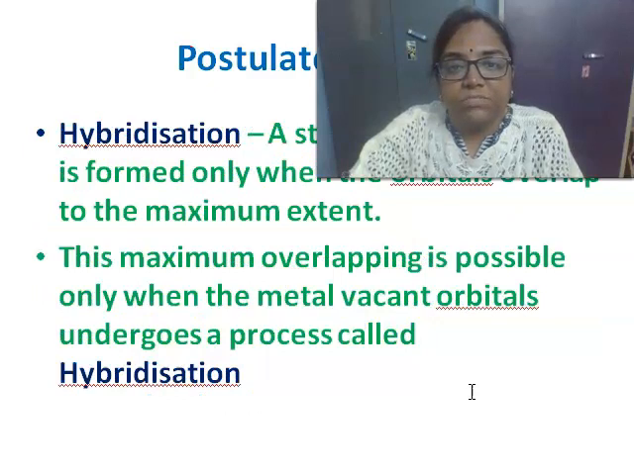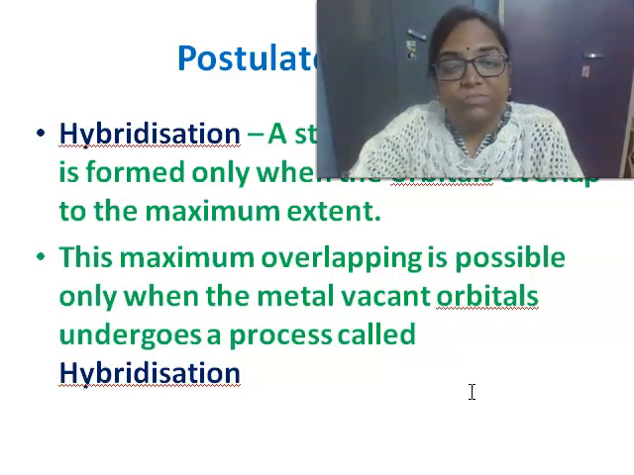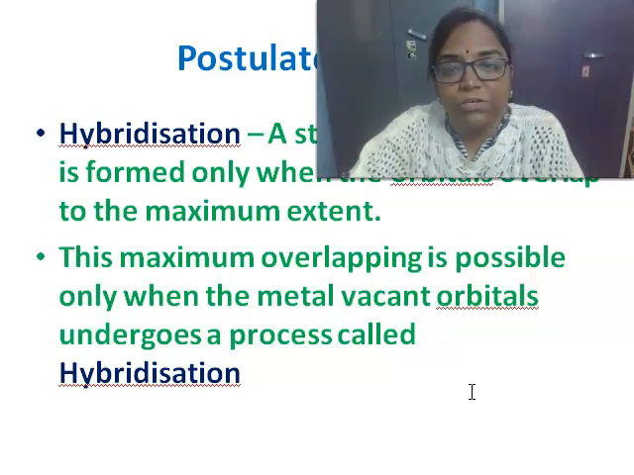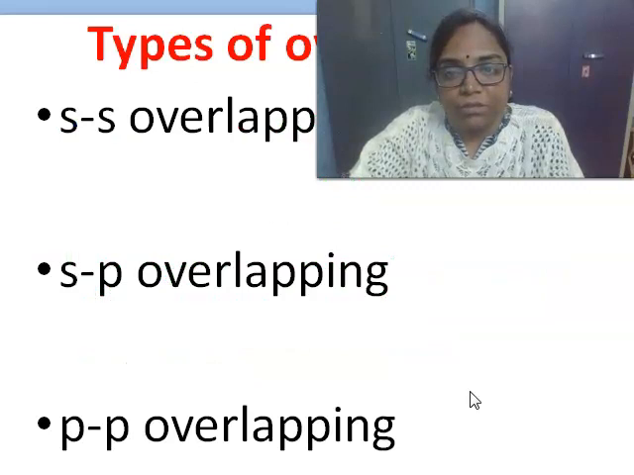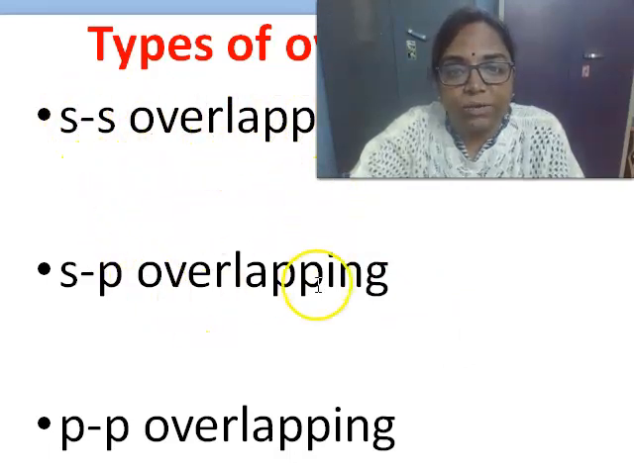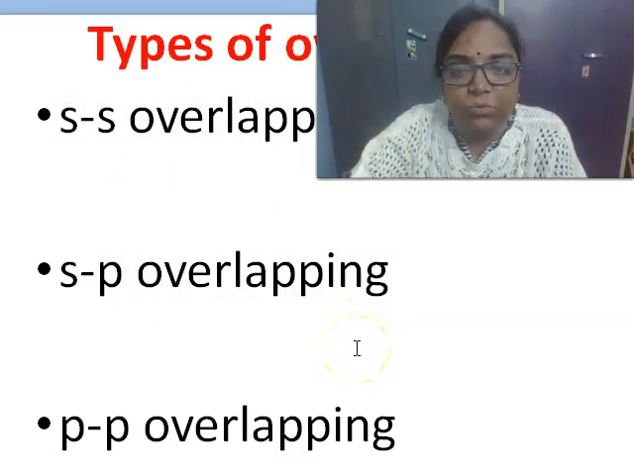Next comes the concept called hybridization. A very strong covalent bond is formed only when the orbitals overlap to the maximum extent. This maximum overlapping is possible only when the metal vacant orbitals undergo a process called hybridization. Here we find different types of overlapping. I have listed out some of them here: s-s overlapping, s-p overlapping, and p-p overlapping.